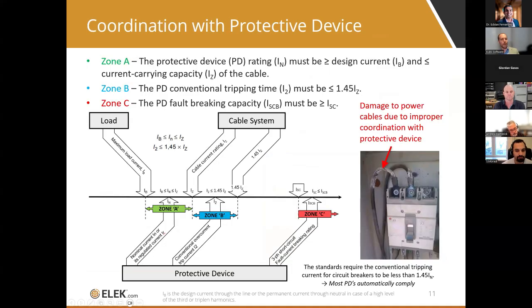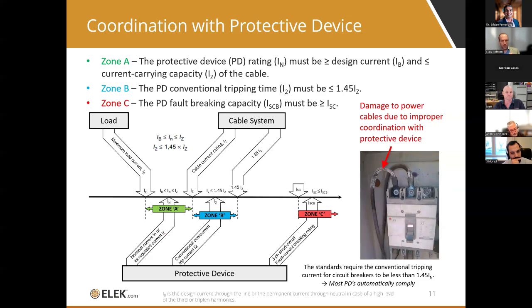We also need to coordinate our cable size with the protective device, okay? There are coordination bands or zones here. So the protective device must obviously be rated higher than the maximum load current. Maximum load current IB, the protective device nominal rating must be above the load current, or else it's going to trip, right? And the current capacity of the cable must be greater than the rating of the protective device.